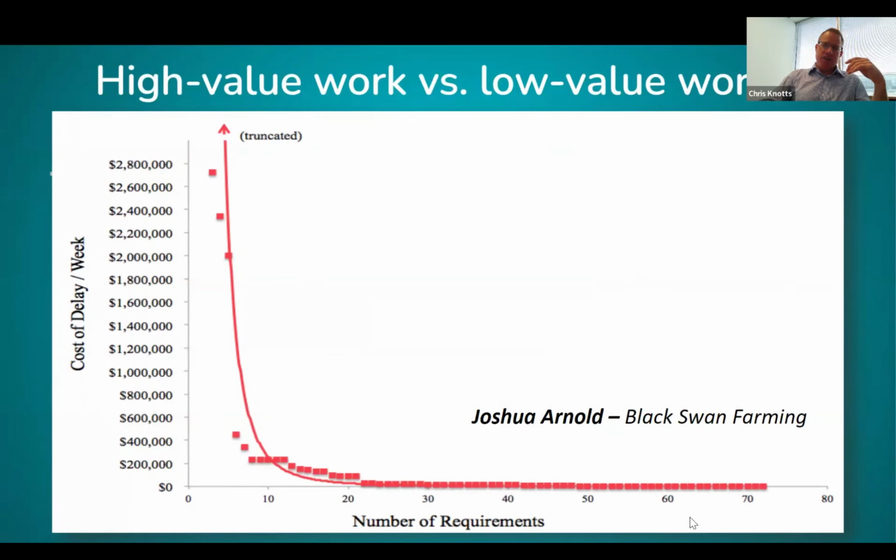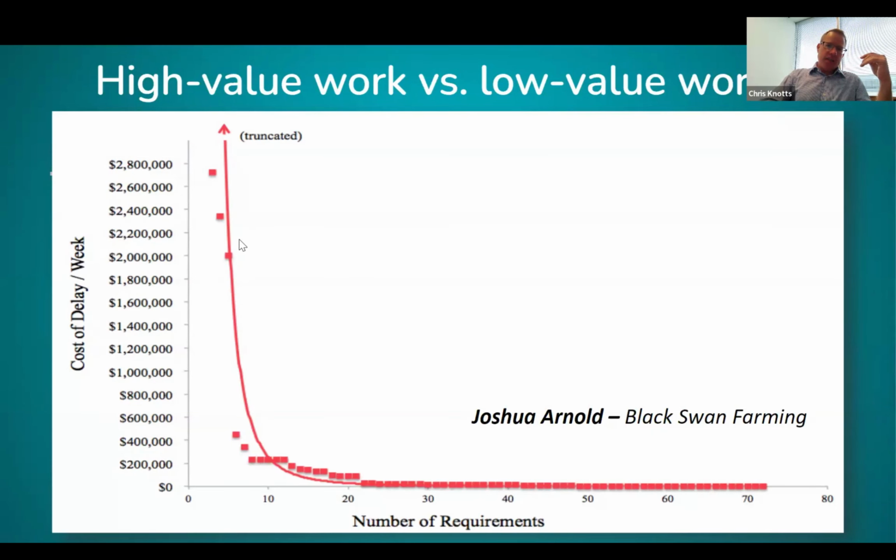So there's a very interesting case study that you can find at Josh's website, Black Swan Farming. Now this is an actual project that was done where they went in and mapped all of the things in the backlog, whatever 70 plus features that were waiting to be built. And then they calculated cost of delay for those features. And what they saw was, once again, you see this exponential pattern.